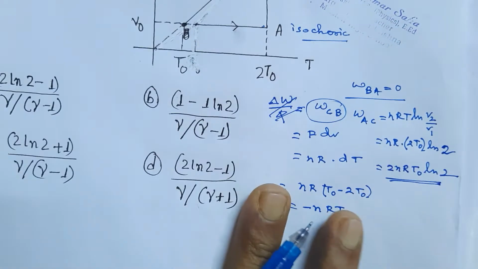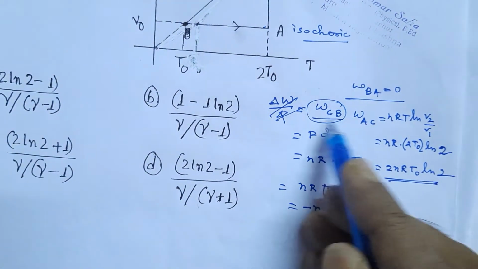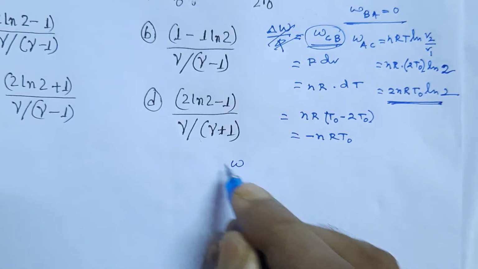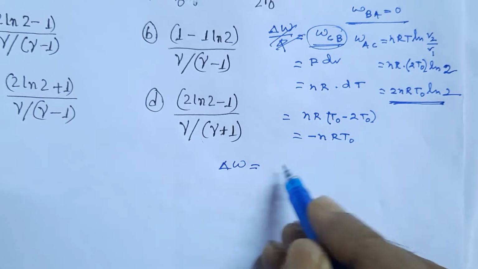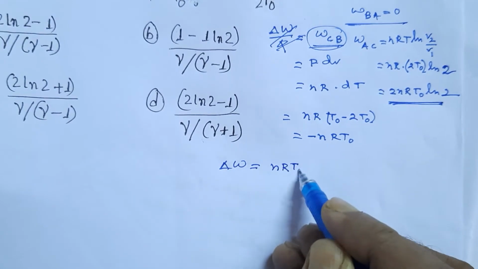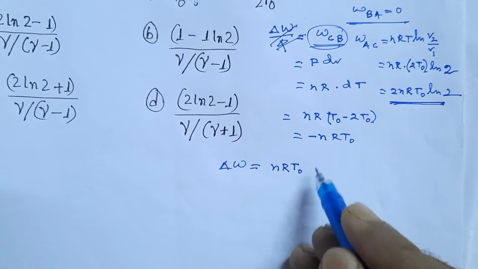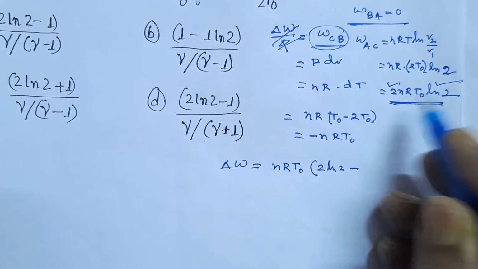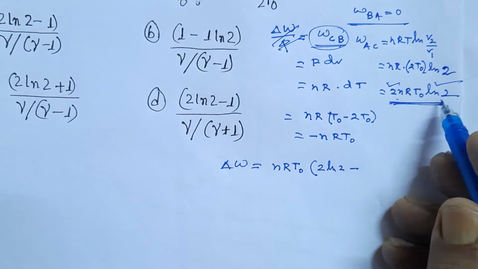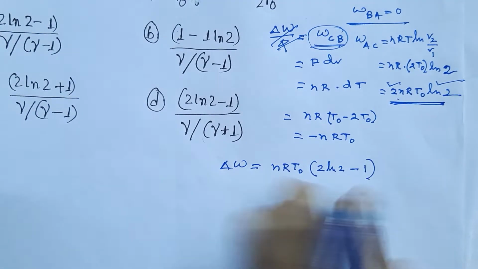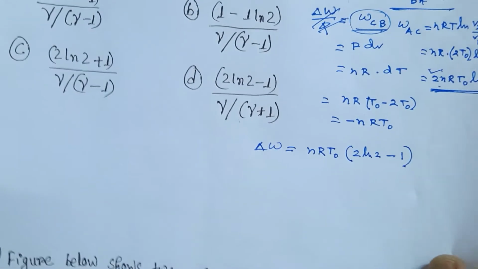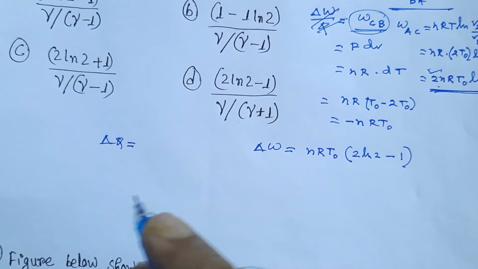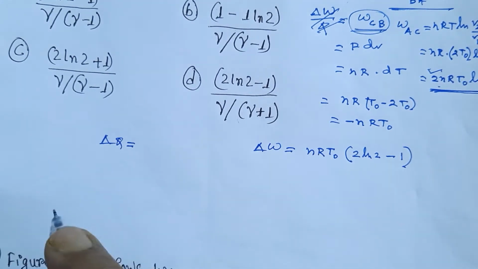So the total work done, that is W_CB plus W_BA plus W_AC, equals what? Delta W equals nR T0, which is common, into 2 ln 2 from the last term, minus 1 from the first term. So nR T0 into 2 ln 2 minus 1. And now we have to calculate delta Q. What is the value of delta Q?